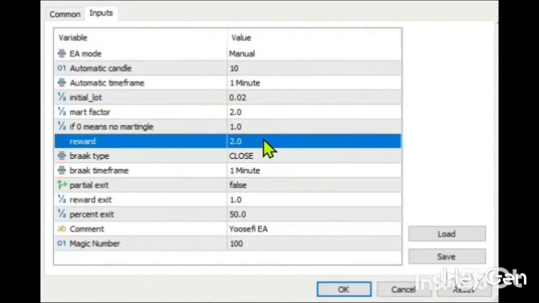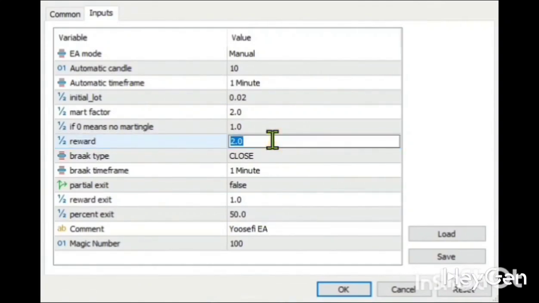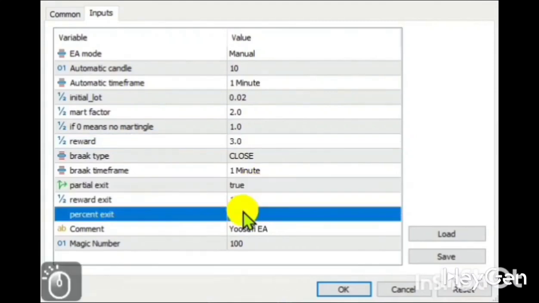Well, I can set this to, for example, reward 3, and then say to close 50% of the volume at reward 2. For now, I will consider the reward as the same reward 2. It closes at reward 2.